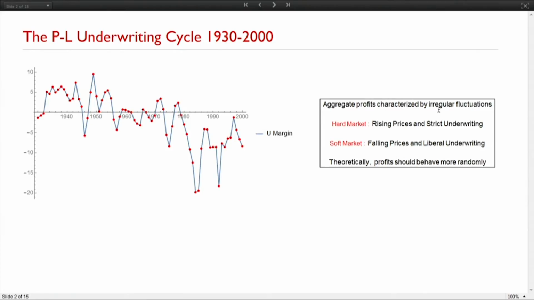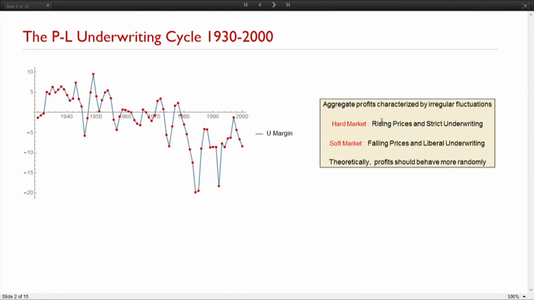The aggregate profits are characterized by irregular fluctuations. I want to emphasize irregular because there are some people in the insurance area, in academia, trying to get rid of the word cycle because it's not regular. You know, it's not like 3 years down, 3 years up, or whatever. I don't get caught up in those conversations. Everybody I know in the industry calls it a cycle. And the cycle fluctuates, hard market and soft market.